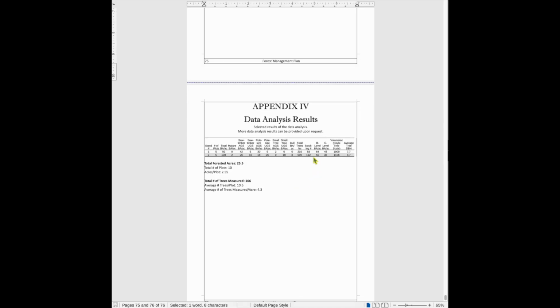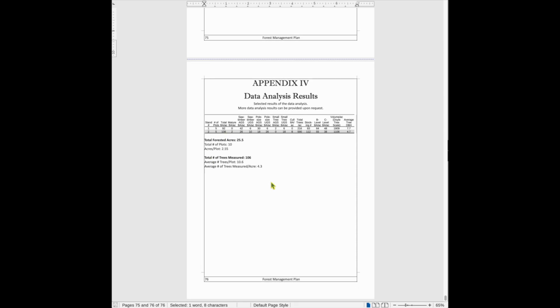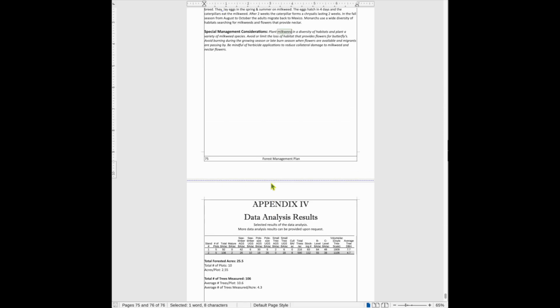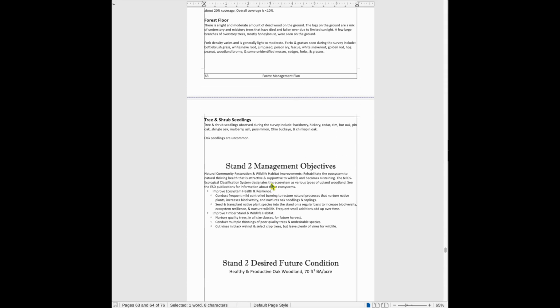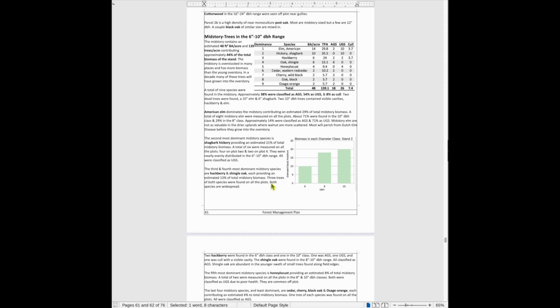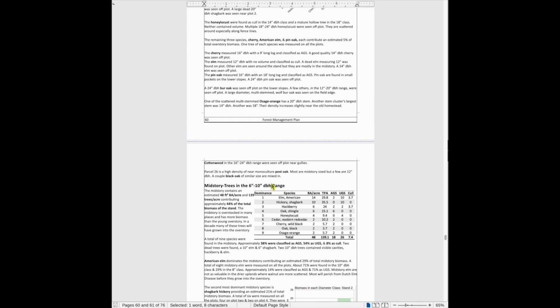And then here are some brief data analysis results. This is standard NRCS template, and I can provide more customized results upon request. And then here's just a breakdown of how fit the data is. And that is the end of the plan. So like I said, it's not meant to be read straight through. It's a reference document.